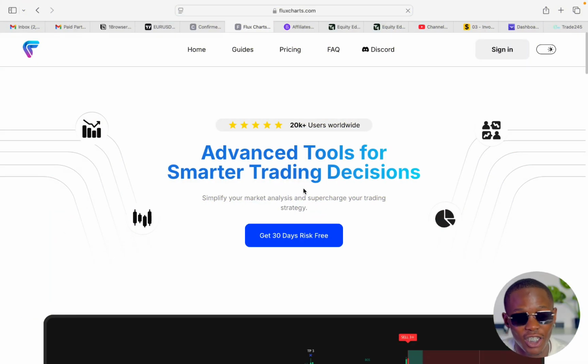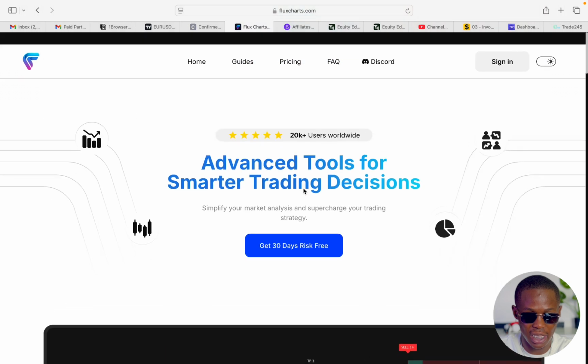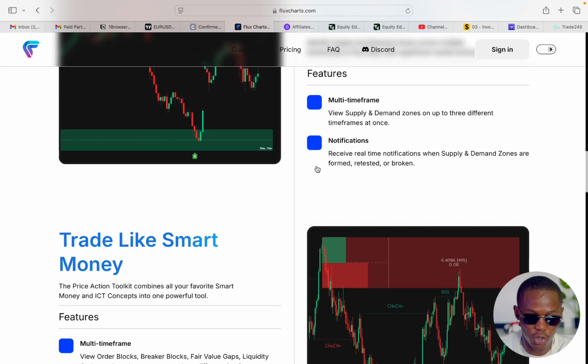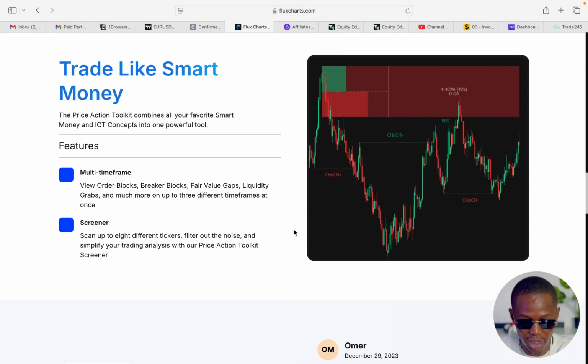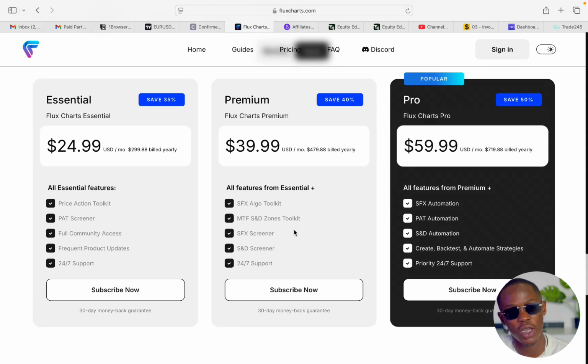So guys, Flux Charts is an indicator. It's a TradingView tool that you can actually purchase and test. As you can see, this is their website: advanced tools for smarter trading decisions. I told you, it assists you in making decisions. It makes everything less risky on your side. So, trade like smart money, they've already done that. I just showed you, so it's essential for you guys to understand.